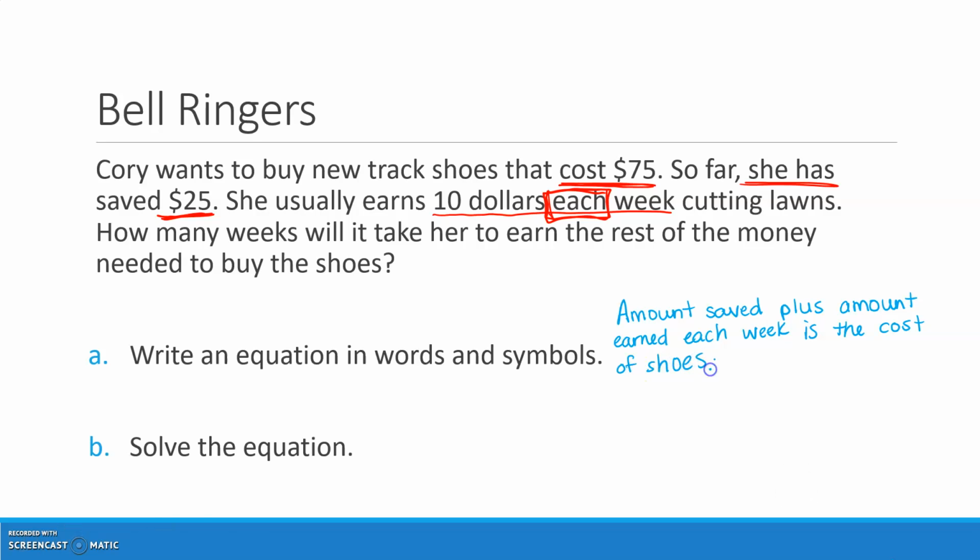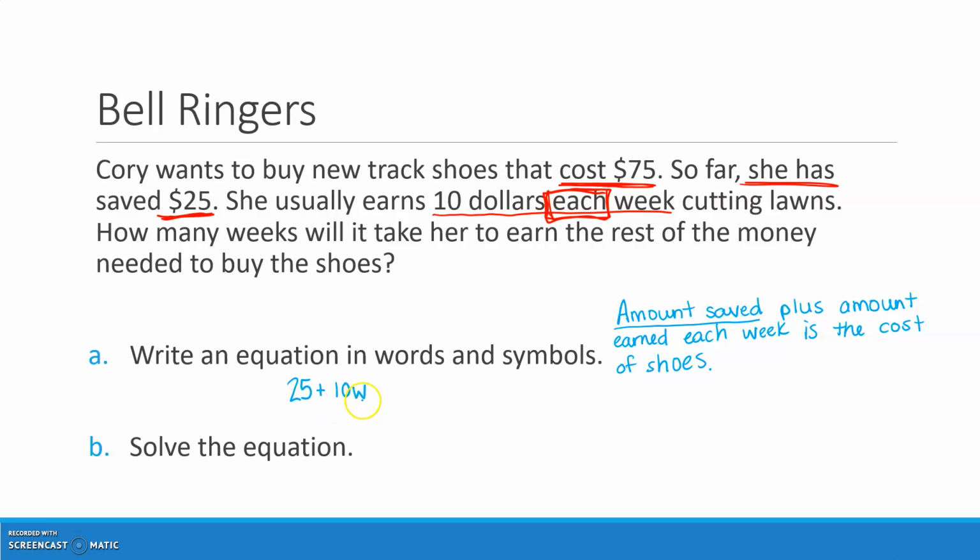All right, so we're going to start with our words here. We've got amount saved. How much does she have saved? Well, it says she has $25 saved. Plus the amount earned each week. She earns $10 each week. It's not that she earns a flat $10 just one time. It's for every week she earns. And so that's how I know that the W, or the variable, goes there.